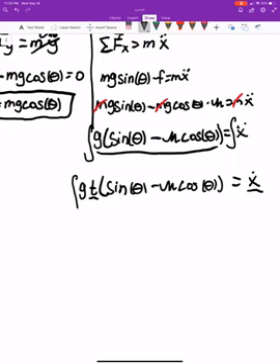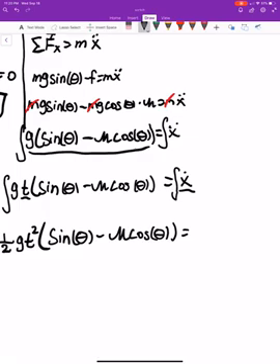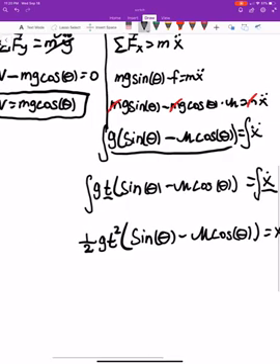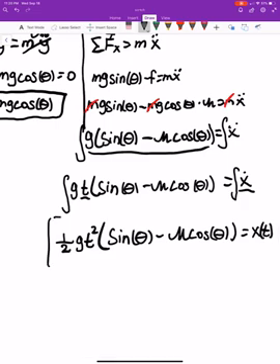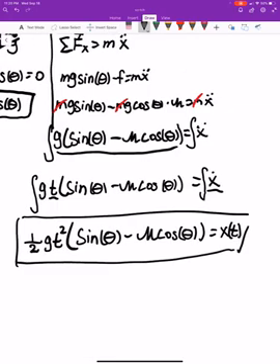This is velocity, so to get position, let's integrate one last time, right? And we will get 1/2 gt squared times sine theta minus mu cosine theta equals x as a function of time. And the same argument for the c there. And there we go. This equation will tell us exactly where the block goes.